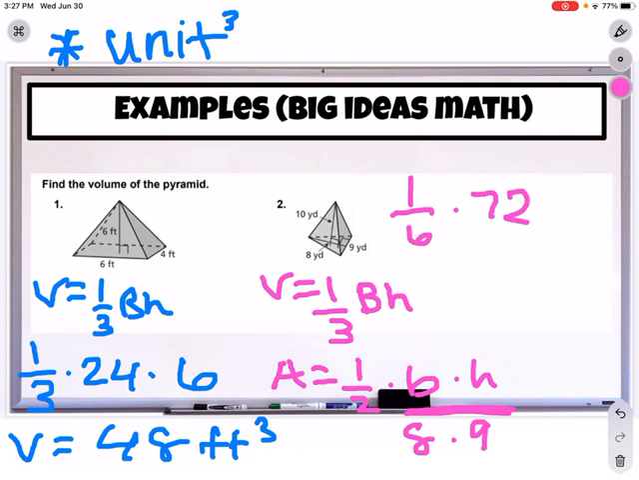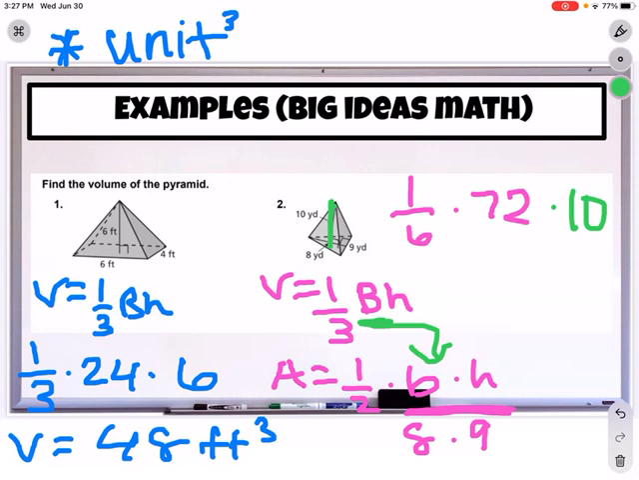Which is, now we know this B part. So we checked off our fractions, checked off our capital B. Now we just have our height. Our height is very easy to locate. It's just in the middle, and that's always going to be in the middle.